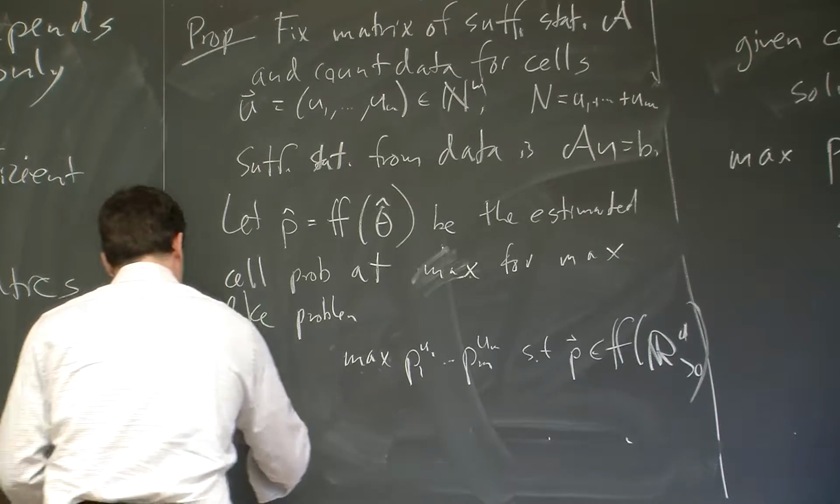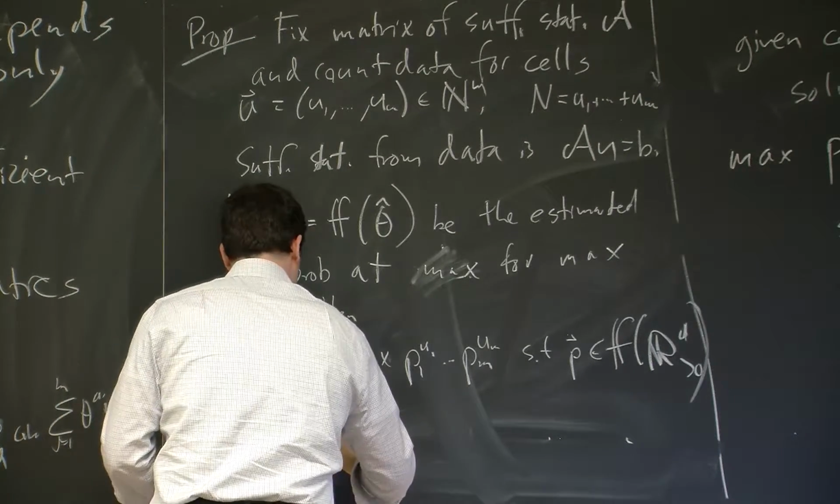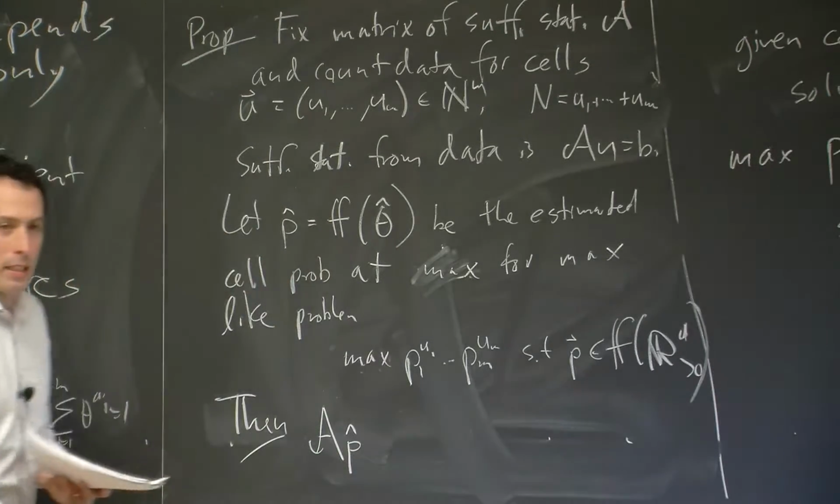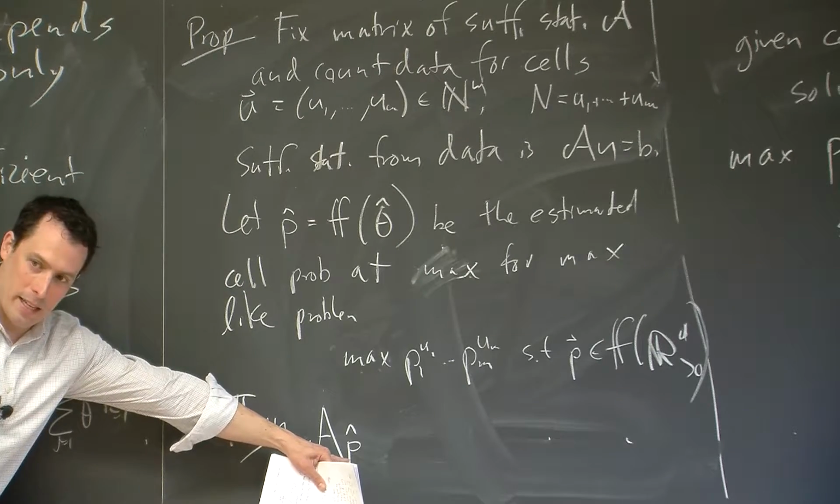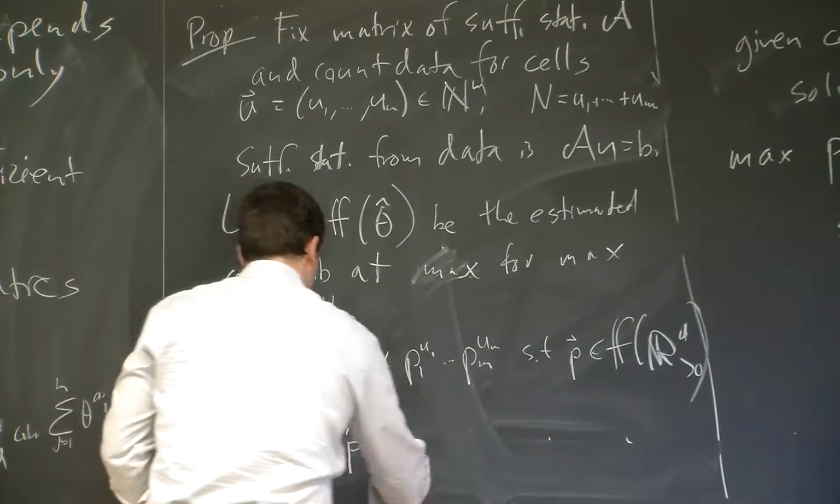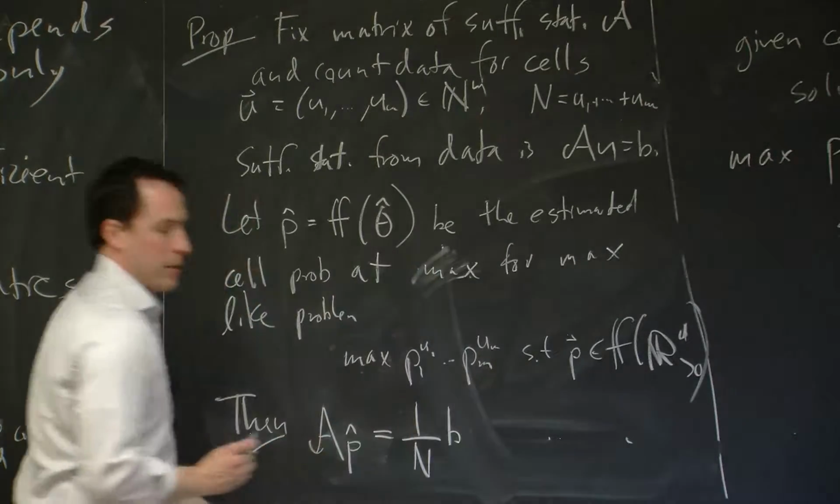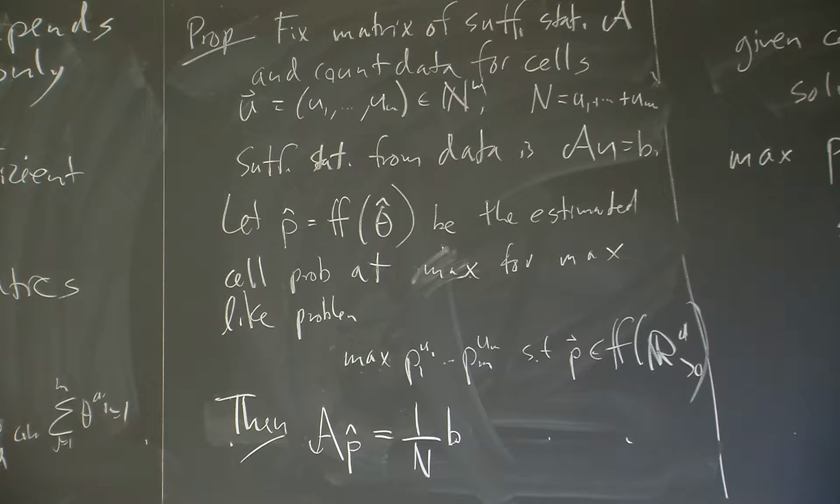And the conclusion is that I take this matrix A and I multiply it by the estimate. Now I'm plugging in the estimated probabilities into A instead of U. That's equal to 1 over the sample size times the sufficient statistic, B. Right? So what does that say?